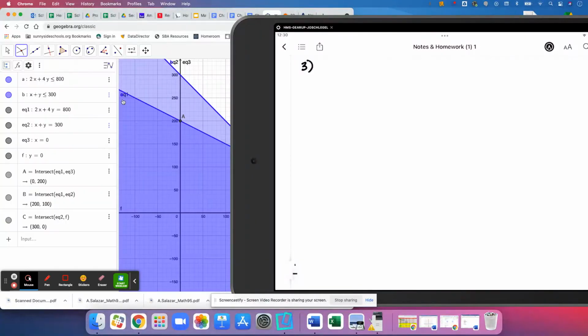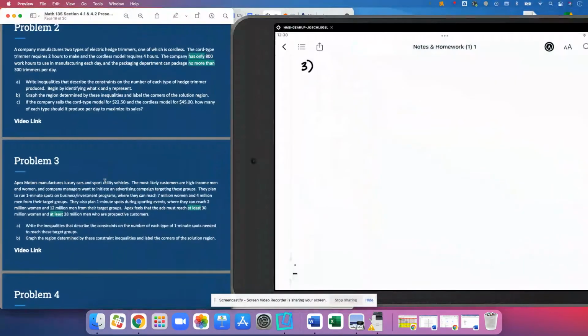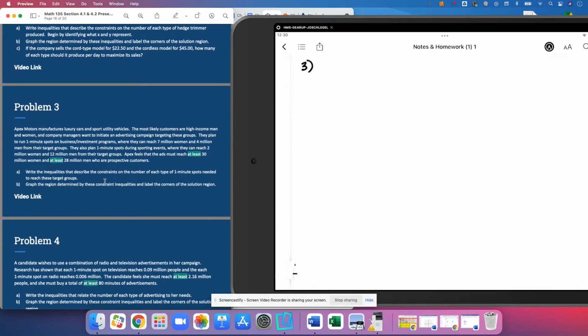So we are back with more fun. Actually, I sort of like these problems, especially since they're so useful in real life, even though they're a little bit complicated to do. We're back with number 3.